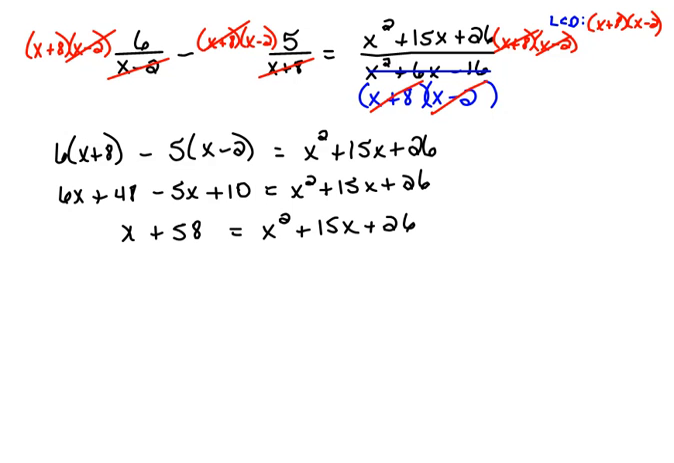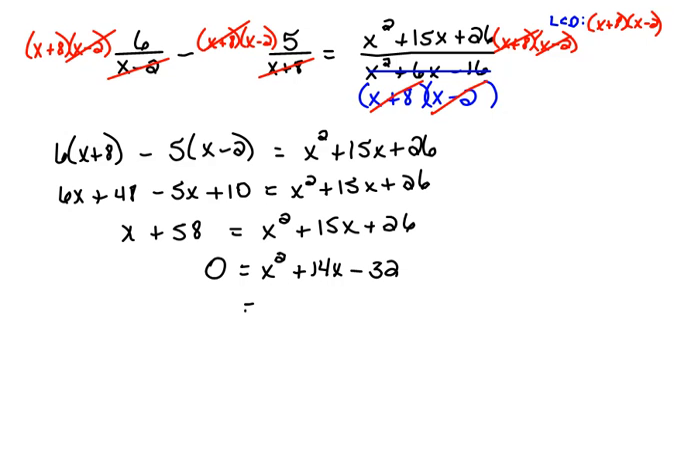All right, now we can still collect our like terms, so we want to move everything over to the same side since this is kind of a quadratic, or it is a quadratic equation. So let's move our x over to the other side. So 15x minus x would be a plus 14x. And let's move our 58 over also, so 26 minus 58 would give us a negative 32. And over on the left-hand side, since we've moved everything, now there's nothing there.